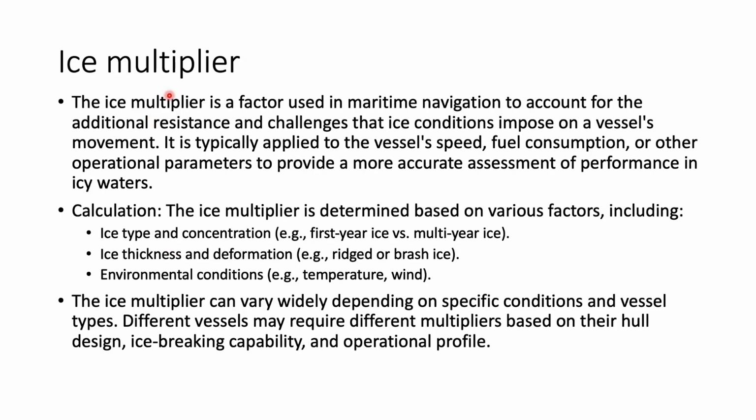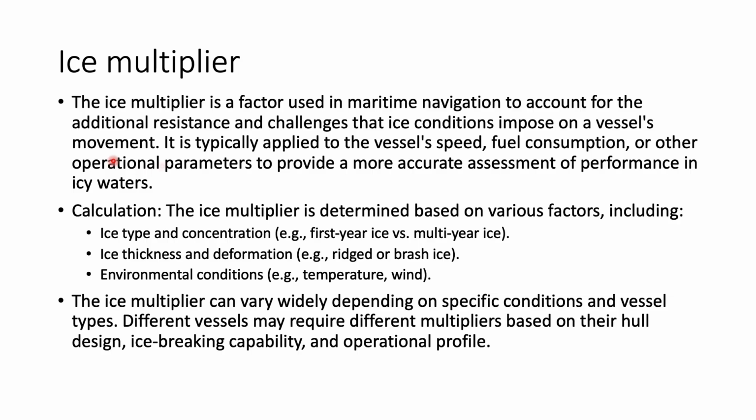So what is the ice multiplier? This is basically a factor used in maritime navigation to account for the additional resistance and challenges that ice conditions impose on a vessel's movement. If you are traveling on the road, we generally look at potholes or other things present on the road. Otherwise, if you are traveling through the sea, you are looking for the ice. So it is typically applied to vessel speed, fuel consumption or other operational parameters to provide a more accurate assessment of performance in icy water. So how fast you can travel, that is the simplest thing, and how efficiently you can travel. This can be calculated based on the ice multiplier calculations.